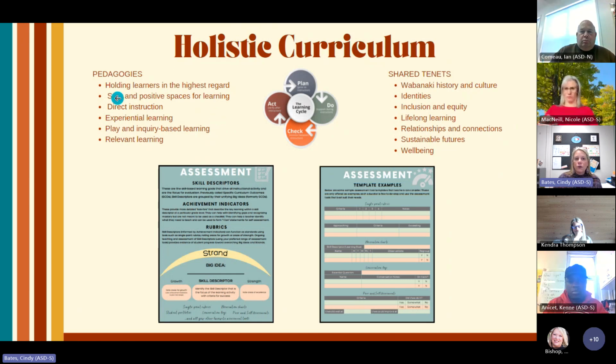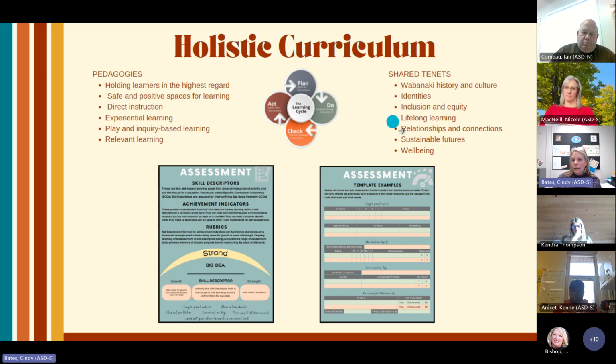And so this piece with holding learners in the highest regard comes back to involving students and learners in their learning. It's not just a matter of being a vessel where you're just pouring information in. They really need to be involved in the learning and understand the relevance of it, how it's pertinent to them, and how they're going to know whether or not they've achieved, as they're going, but also at the end of a section or a unit.